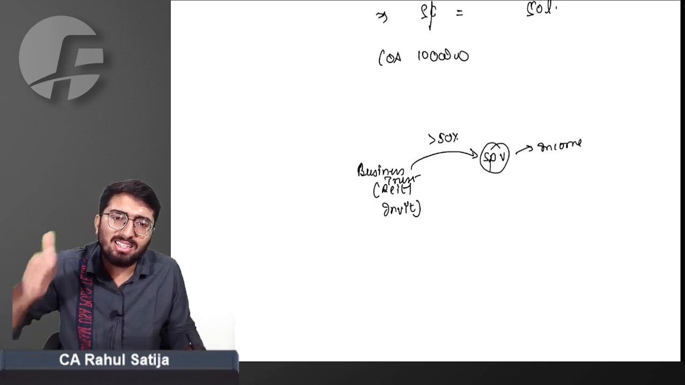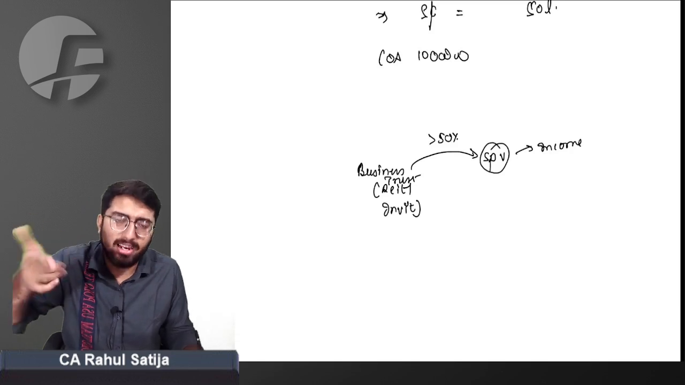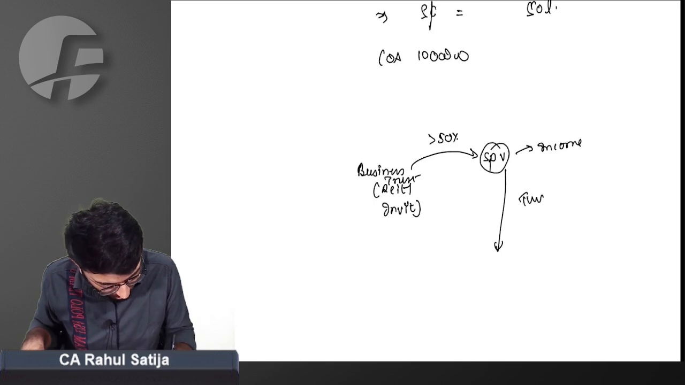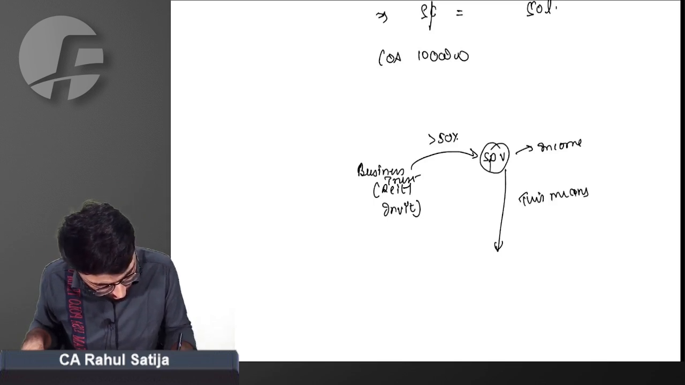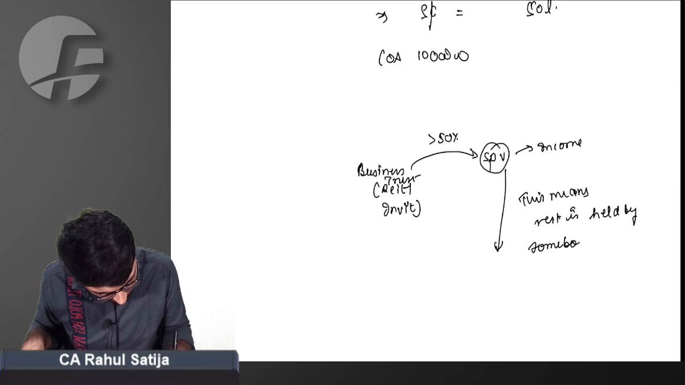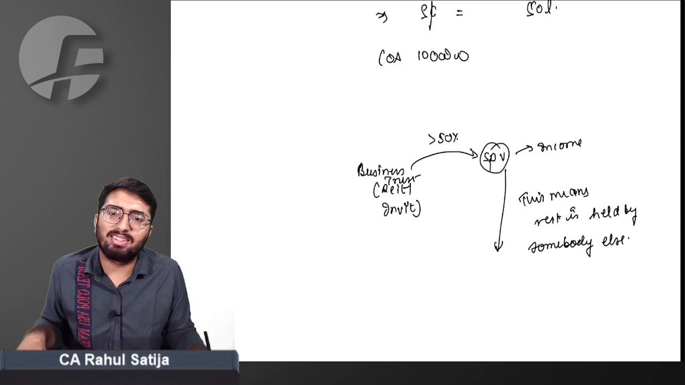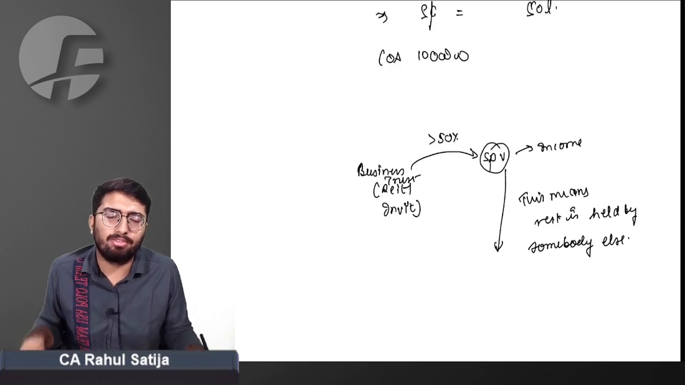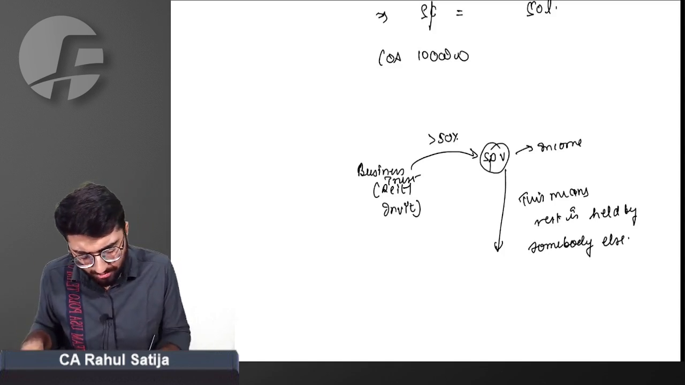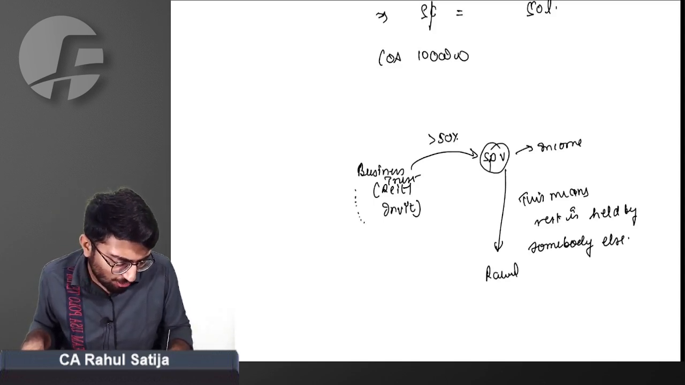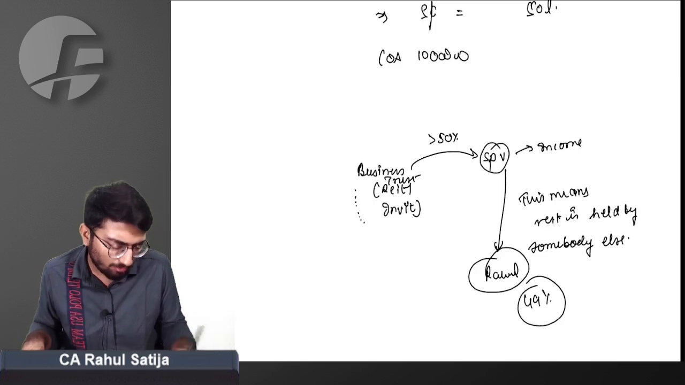Can I say the rest 49% or less is being held by somebody else? This means the rest is held by somebody else. Yes, sir, the rest is held by somebody else. It is very much apparent. What if, for example, the rest is held by Rahul? Rahul holds the balance 49%.